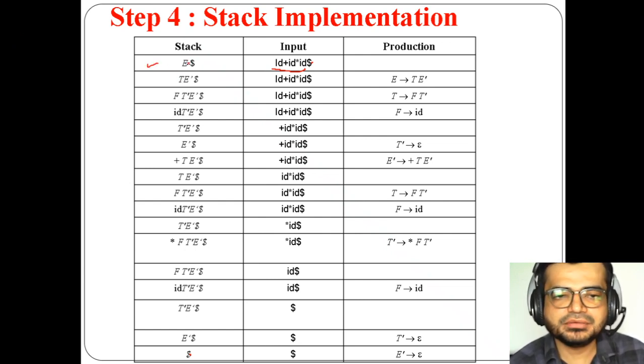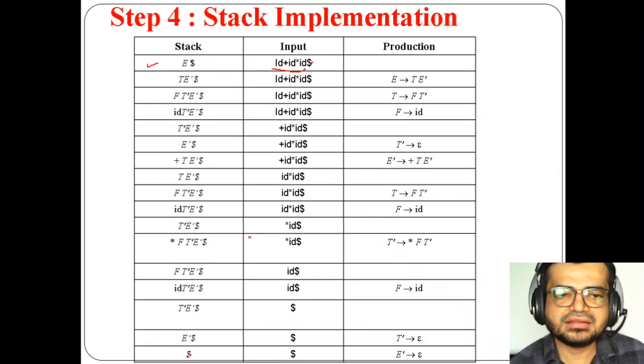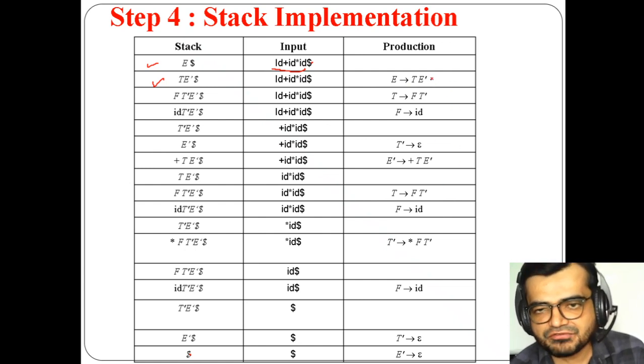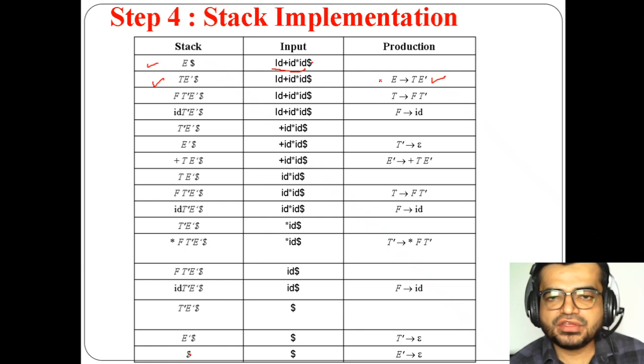Initially I have taken the start symbol. Now, what does E stand for? You can go with this production: E goes to TE dash. So I have taken E goes to TE dash, which is the production column here. These productions are very, very important, because with the help of these productions only you can draw a parse tree. So which production have you taken? E goes to TE dash. So here you have taken TE dash dollar.